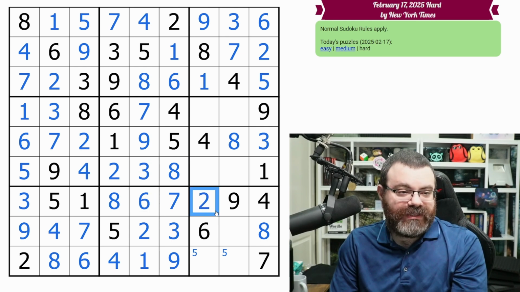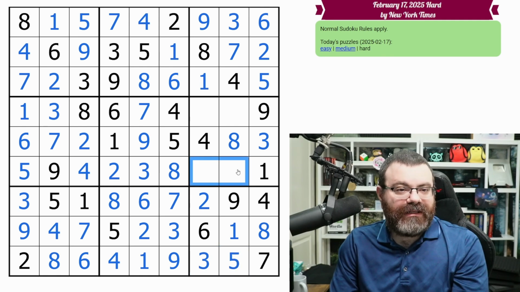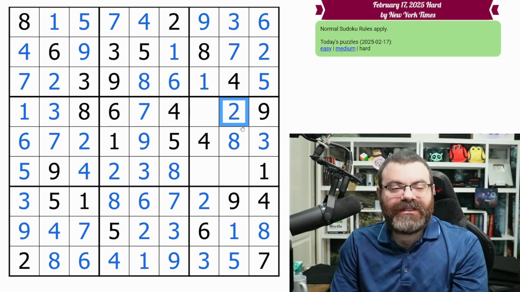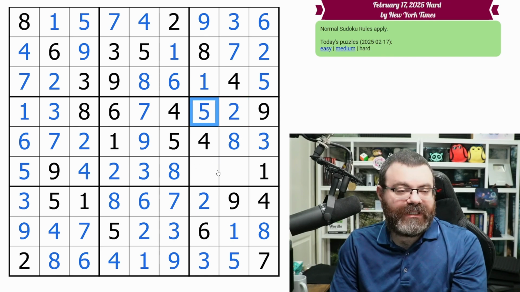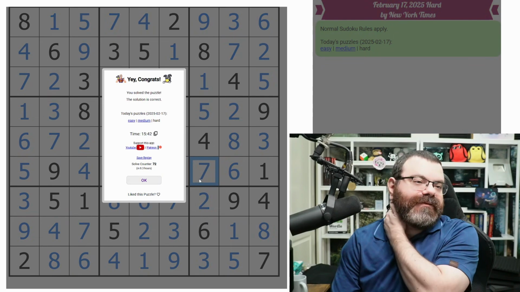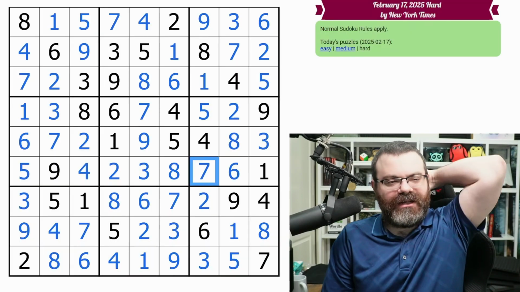The row needs a 2. This row needs a 1. Here we need a 3 and 5. Like that. Remaining digits, we need a 2. Oh, that's what I'm not seeing. We need a 2. We need a 5. We need a 6 and 7. There we go. Now we're done. All right, not too bad today.